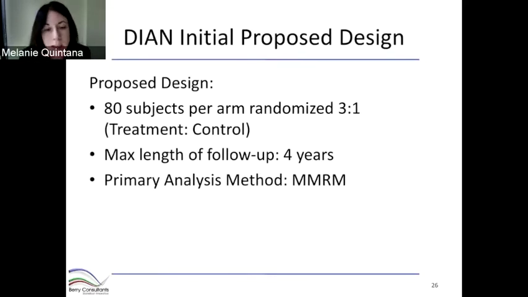So as I mentioned, we use this to understand power. The initial proposed design for the Diane study was 80 subjects per arm, randomized 3-to-1 treatment to control. The max length of follow-up was going to be 4 years, and the primary analysis method was a traditional analysis method for repeated measures, MMRM. And this is just a repeated measures model, essentially.